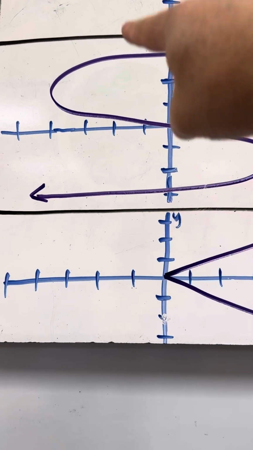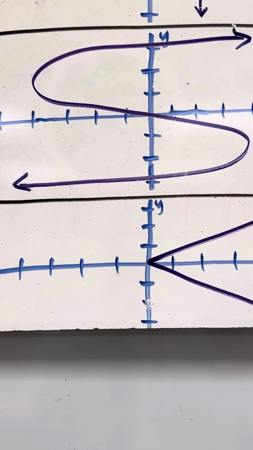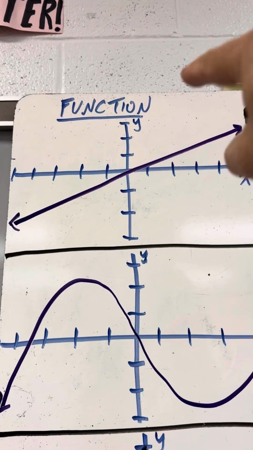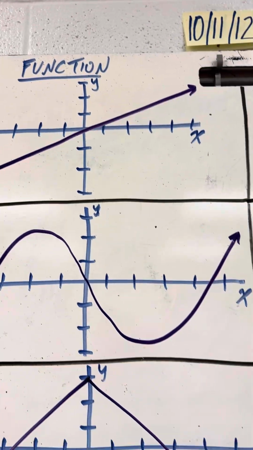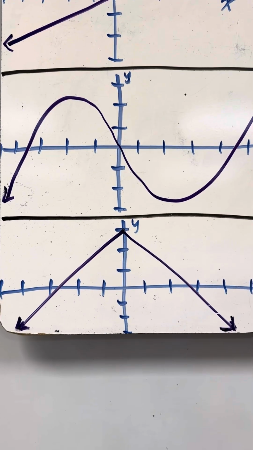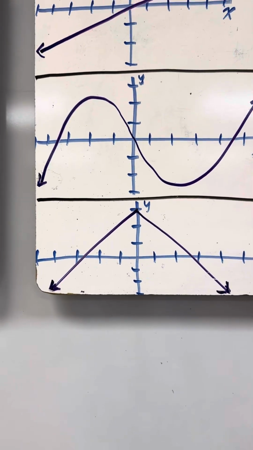If a straight up and down line, a vertical line goes through more than 1 point, it is not a function. This is a function. A vertical line will not go through more than 1 point. This is a function. A vertical line will not go through more than 1 point. This is a function. A vertical line will not go through more than 1 point.